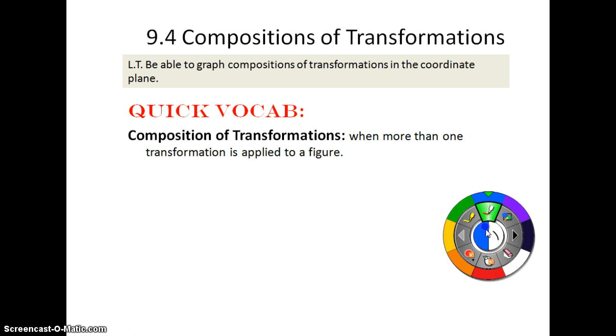So first, for some quick vocabulary, a composition of a transformation is when more than one transformation is applied to a figure. For example, if I was to say, you need to translate this figure along the vector 2, 4, then flip it over the x-axis. That would be doing a translation and a reflection to get your new figure. So that would be more than one transformation.